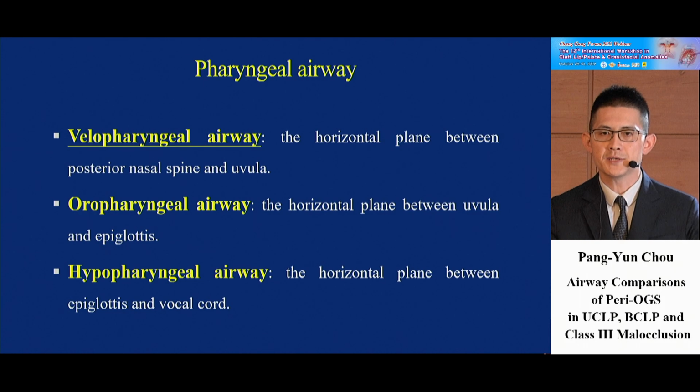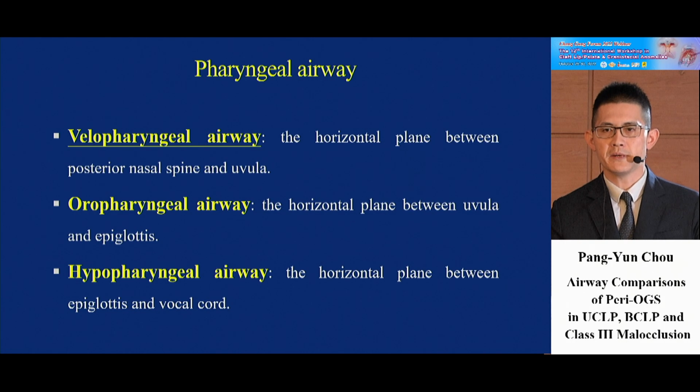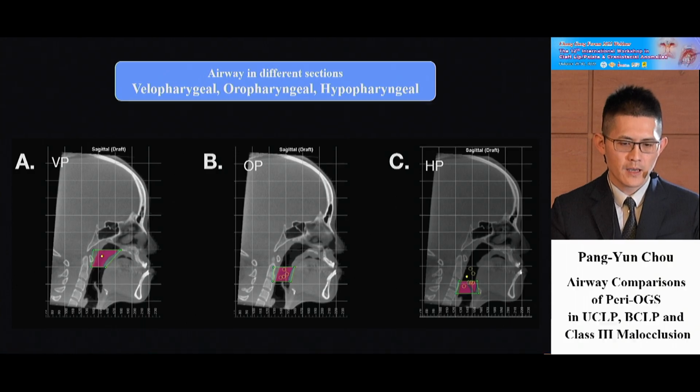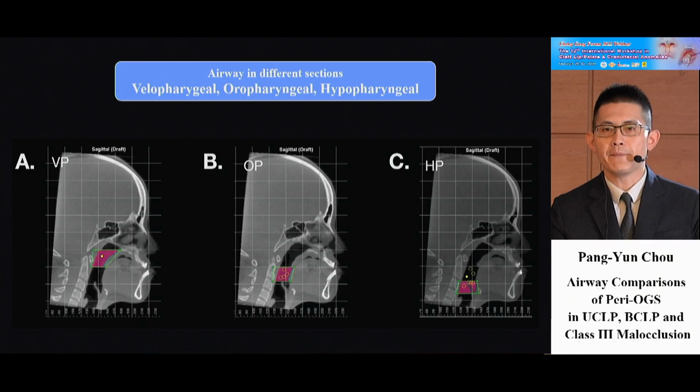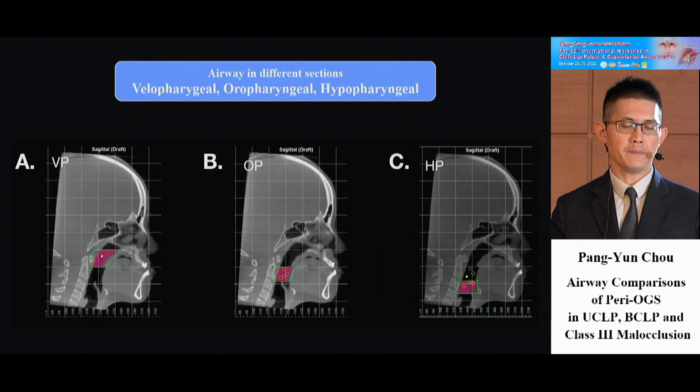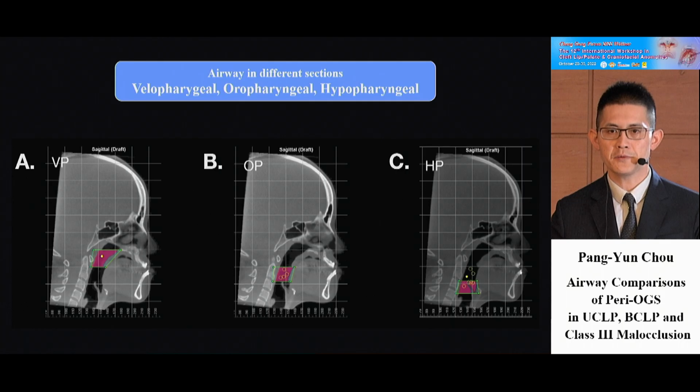The middle part is the oropharynx, bordered by the uvula and the epiglottis. And the lower part is the hypopharyngeal airway, below the epiglottis and above the vocal cord. So this is segmented in our software from our combined CT. You can easily see figures A, B and C. They are all segmented based on our definition of the three different airways here.